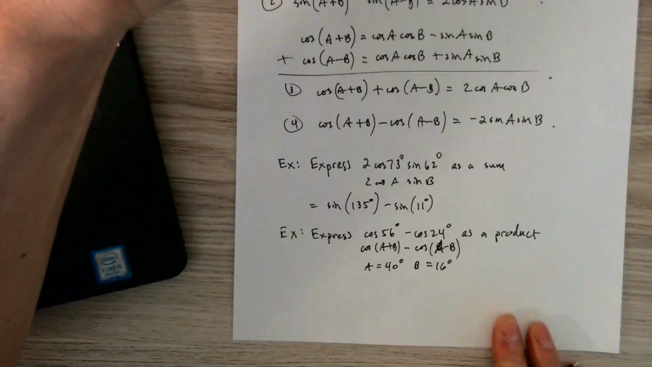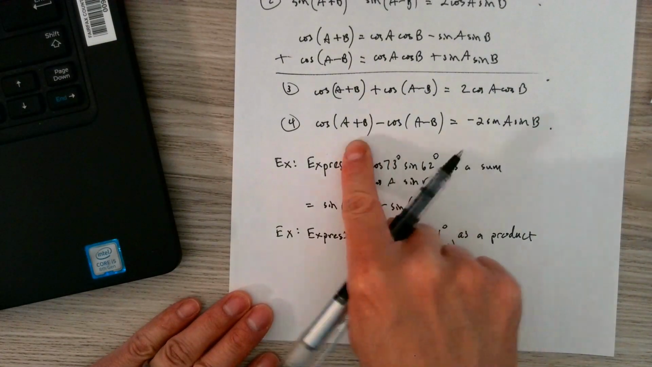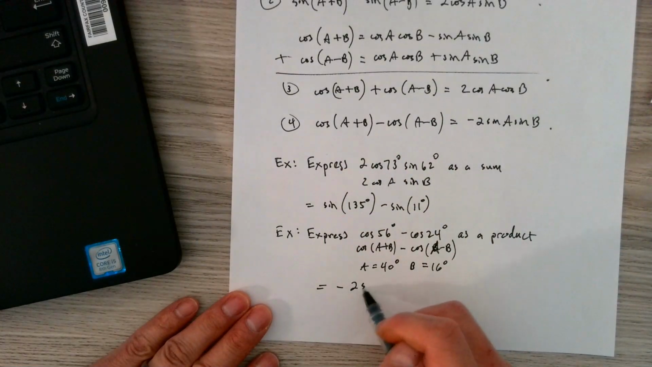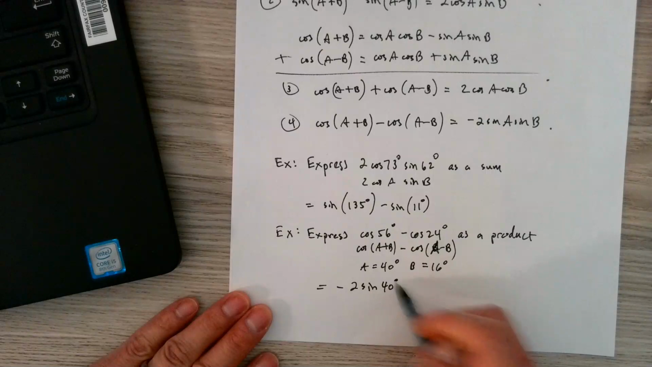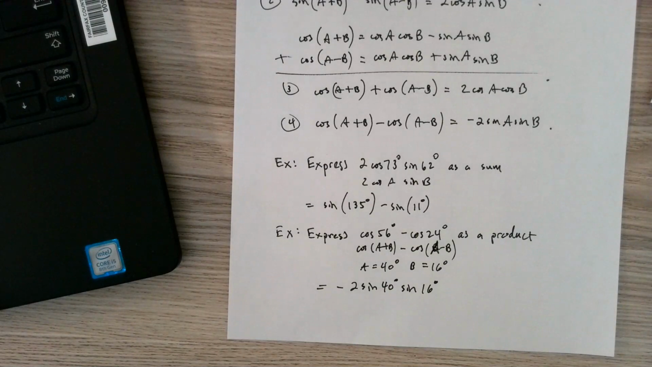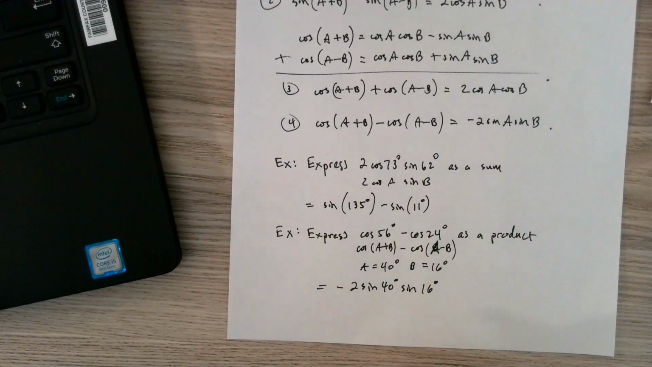Okay, so once you know A and B, just find the right identity. There it is. So negative 2 sine 40 sine 16. And there you are. Sum written as a product. Okay, and then of course, as with all identities, you can use these to prove other identities as an exercise.